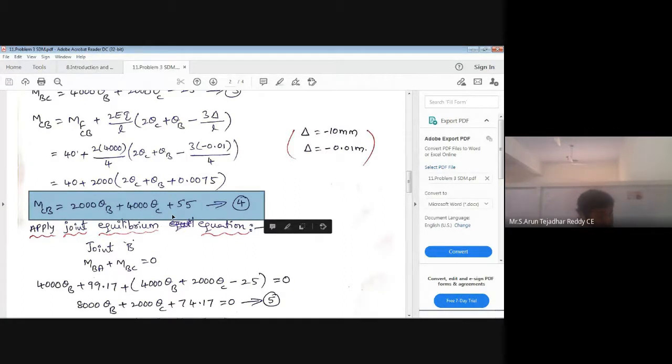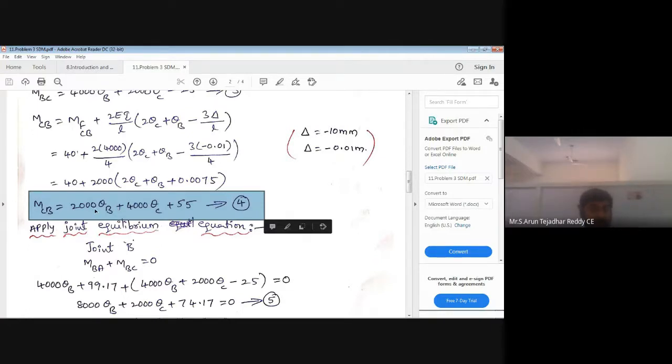It means we have two terms, theta B as well as theta C. But in the MAB equation, we have only theta B. So MAB is not suitable. Why? Because in the MAB we have only a single unknown, so solving is somewhat difficult. But if you take MCB, here we have two unknowns, theta B as well as theta C. So solving the equation is very easy.